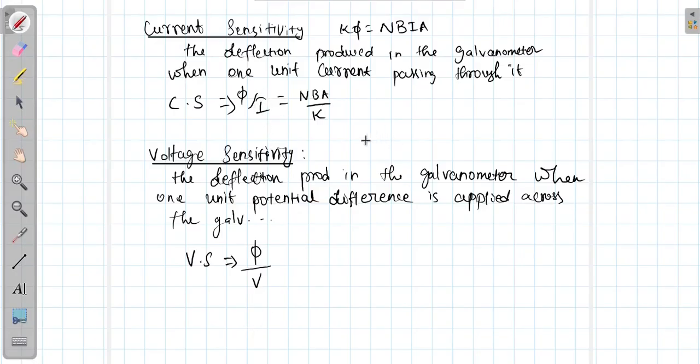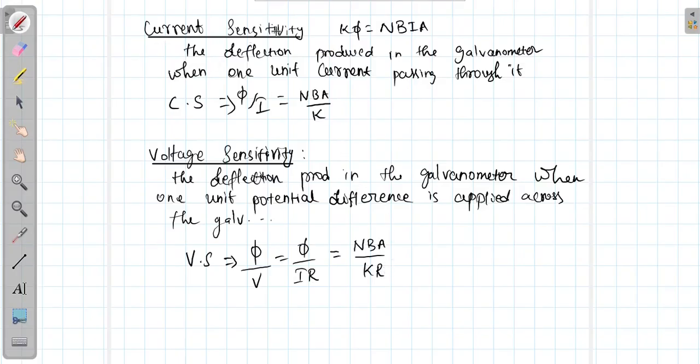We know Ohm's law, V = IR. Already we have I, and multiplying with R gives φ divided by IR. Therefore, voltage sensitivity is NBA divided by KR. That's all. This is the voltage sensitivity formula. All these are for our problems.